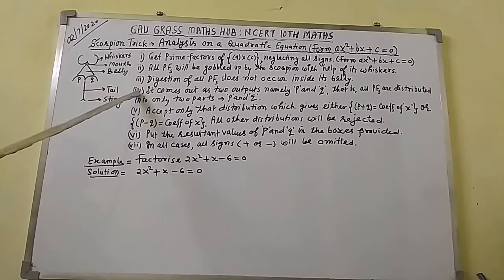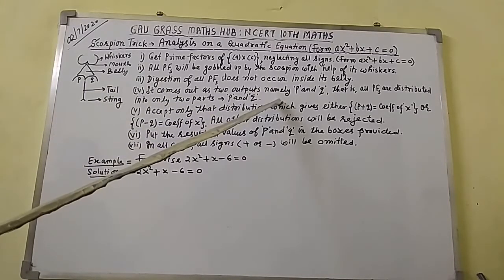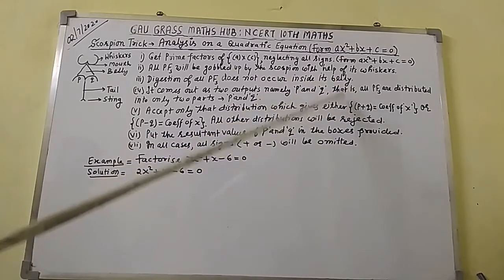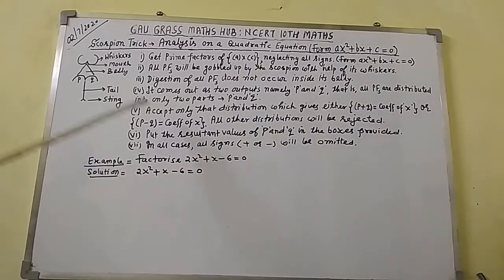Now come to the fourth point. It comes out as two outputs, namely P and Q. That is, all PFs are distributed into only two parts, P and Q. Here you have put all PFs. All PFs have been gobbled up by the scorpion with the help of its whiskers. All PFs are there in its belly.